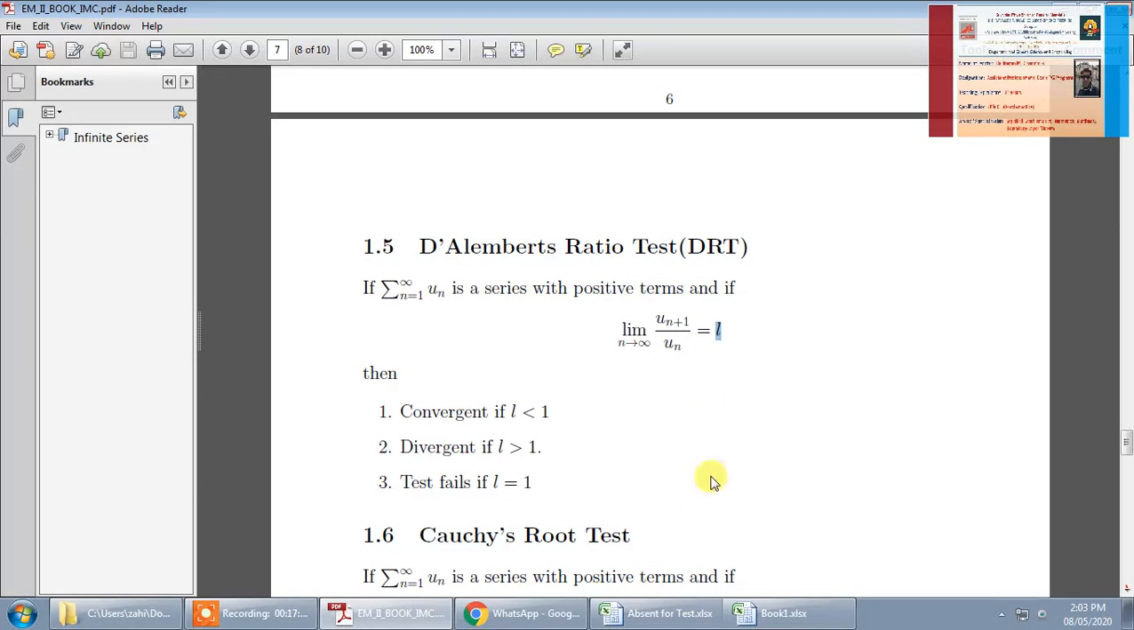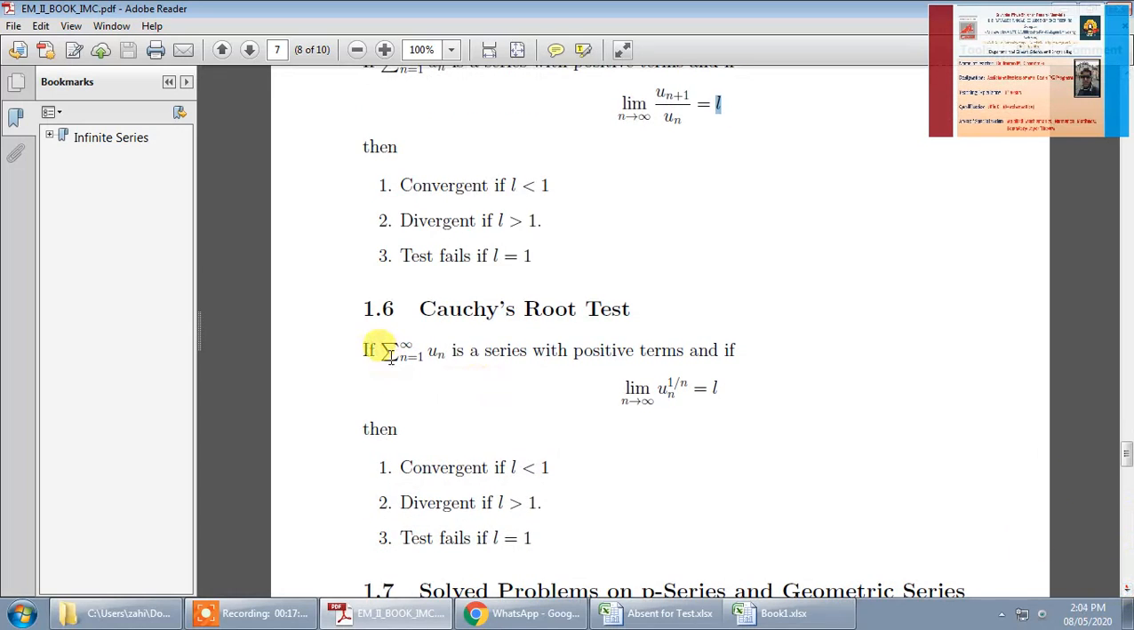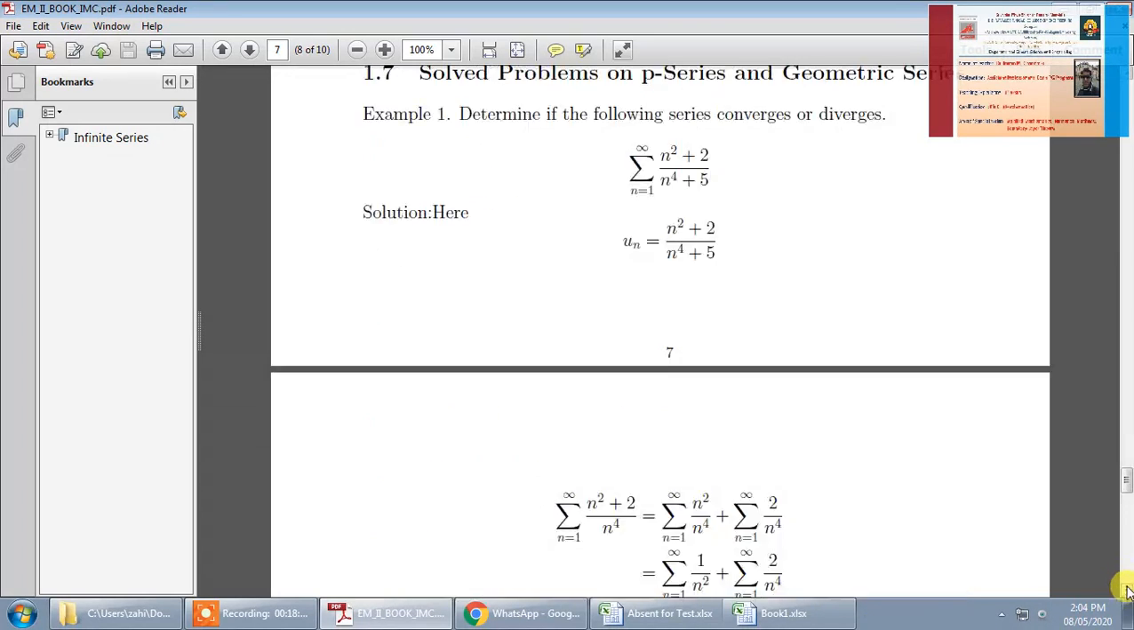Okay, so the next test is the Cauchy test. What is the Cauchy test? Suppose again you have summation u_n from 1 to infinity, a series of positive terms, and the limit as n tends to infinity of the nth term raised to 1 by n, meaning the nth root, is equal to L. If L is less than 1, the series converges, and if L is greater than 1, the series diverges. Using these three tests along with the p series, we can solve most problems of your syllabus.